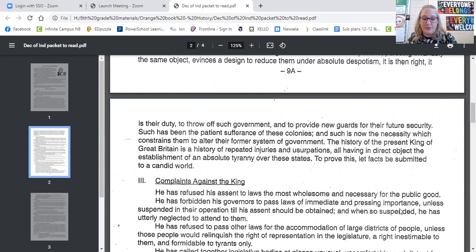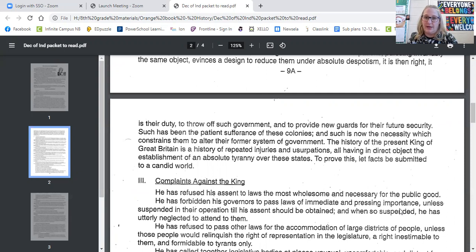The history of the present King of Great Britain is a history of repeated injuries. Underline that, repeated injuries. Okay, this isn't a one-time thing. This isn't a fight that happened once. The king continues to do the same thing over and over and over again. All having in direct object the establishment of an absolute tyranny over these states.